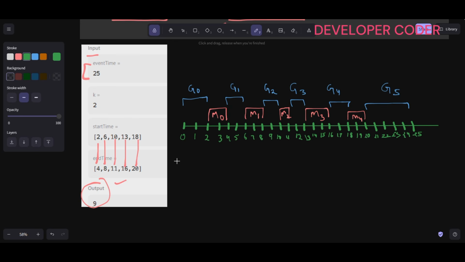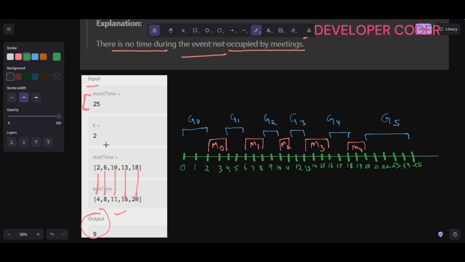Here we can reschedule at most 2 meetings. So let's say I reschedule this one, and let's say I reschedule this one. Now what is going to happen if I reschedule this and this? Here I can shift this meeting to the left side or the right side. These are the only possibilities, right?